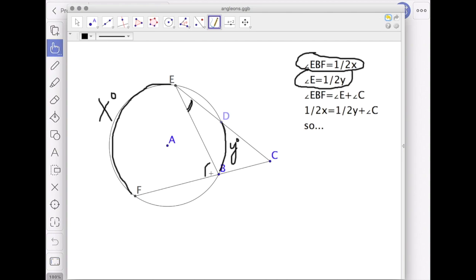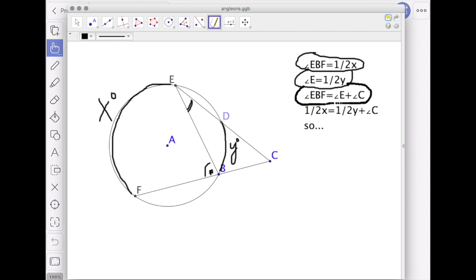If you watched the last video, we talked about exterior angles of a triangle. So EBF is an inscribed angle on the circle. It's also an exterior angle to triangle BCE. And we know that the angle on the outside of a triangle is equal to the two remote interior angles added together. So we've got three facts here to start off with that are going to help us build our formula.